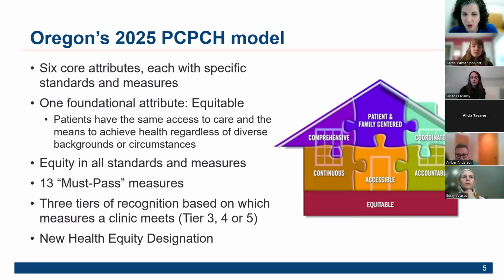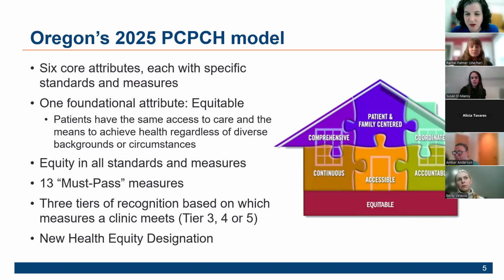And of those measures, 13 of them are must-pass measures, which means that they're required. So we have 13 must-pass measures in the model. There are also 3 tiers of recognition that a practice can achieve: tiers 3, 4, and 5, depending on the number of points or measures that they're meeting. And then there's also the new health equity designation, which I've mentioned a couple of times and is the focus of this webinar. So we'll talk about that in more detail.